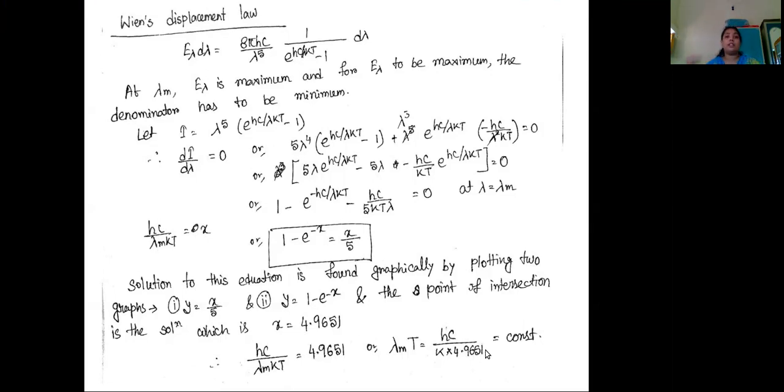which is a constant. Thus, we can derive the four laws: Wien's radiation formula, Rayleigh-Jeans law, Wien's displacement law, and the Stefan-Boltzmann law from Planck's radiation formula. So you just practice it on your own.